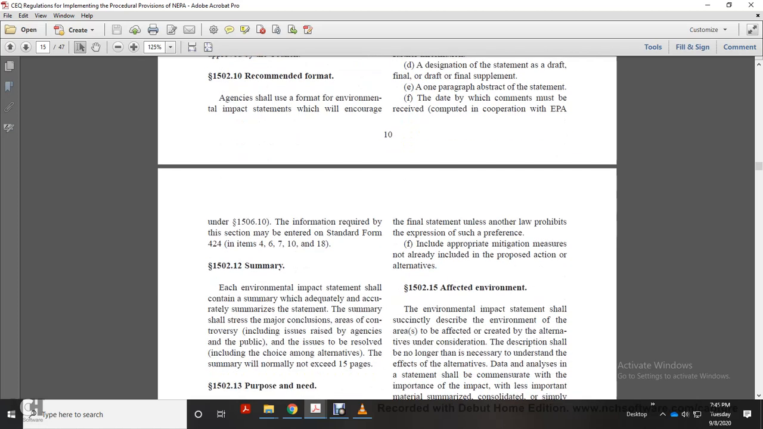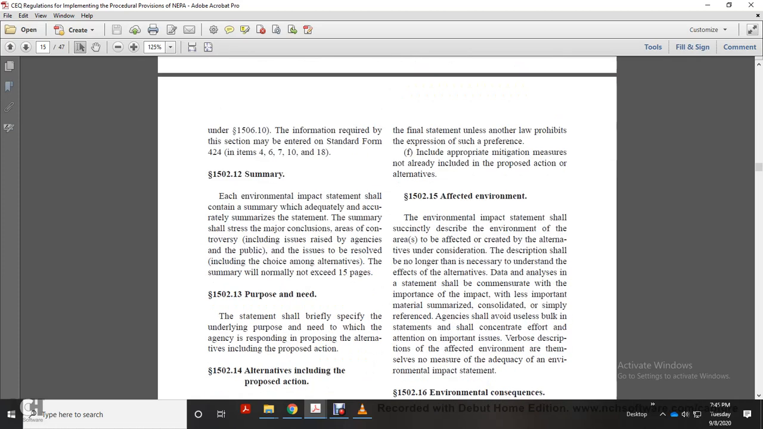Alright, 1502.12, summary. Each environmental impact statement shall contain a summary which adequately and accurately summarizes the statement. The summary shall stress the major conclusions, areas of controversy including issues raised by agencies and the public, and the issues to be resolved, including the choice among alternatives. The summary will not exceed 15 pages. Purpose and need: the statement shall briefly specify the underlying purpose and need to which the agency is responding in proposing the alternatives, including the proposed action.